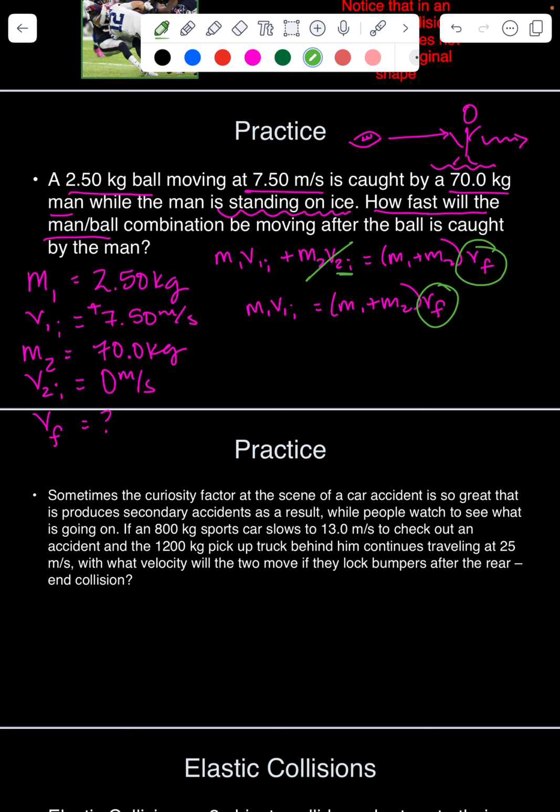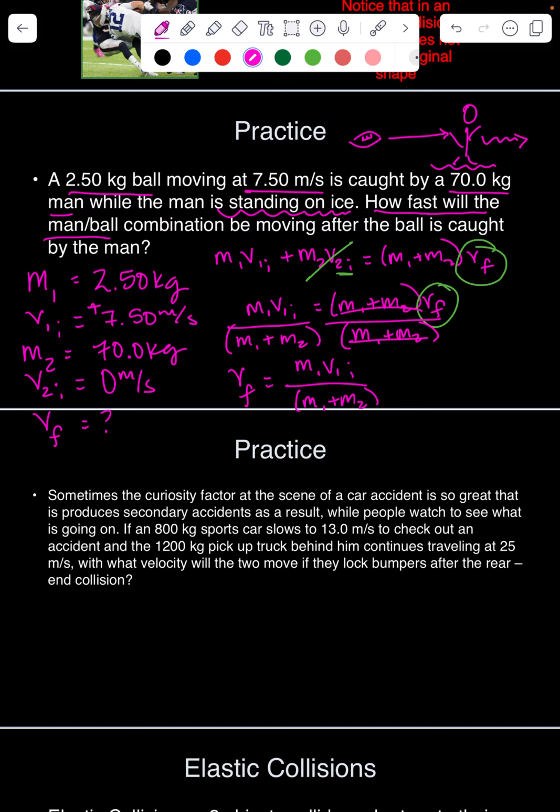Now we can't cross anything out, so we start to rearrange our equation. We're trying to solve for V final, so we need to get rid of M1 plus M2. It's being multiplied by V final, so we get rid of it by dividing by the whole thing. That gets rid of those, so V final is equal to M1 V1 initial divided by M1 plus M2.